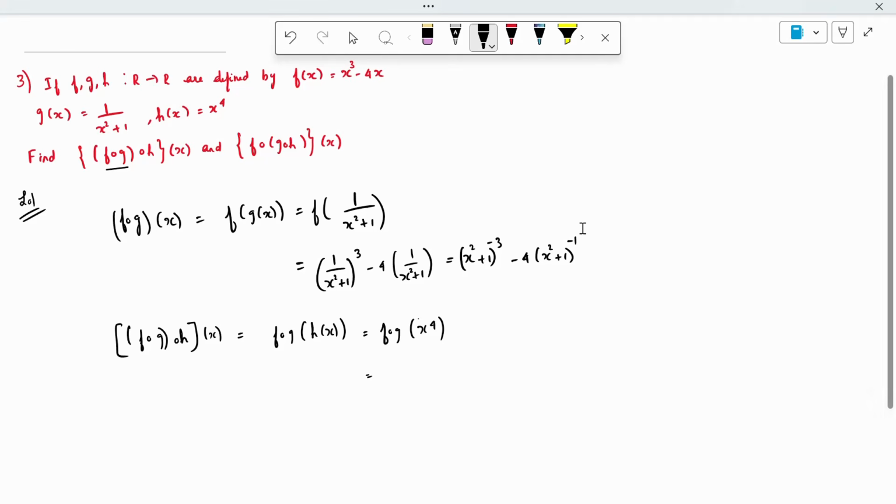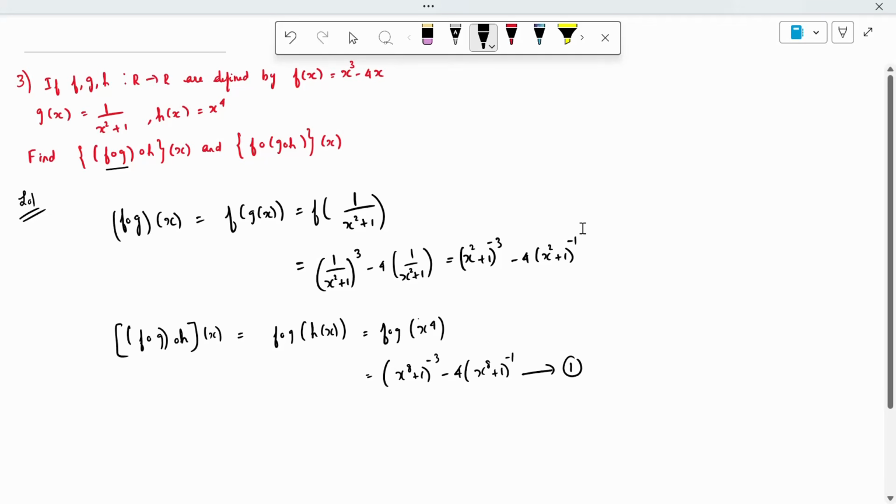What is the meaning of this? This answer is in terms of x. So instead of x, I have to replace x power 4. So it's nothing but x power 8 plus 1 the whole power minus 3, minus 4 into x power 8 plus 1 the whole power minus 1. So completed. This is my first answer.